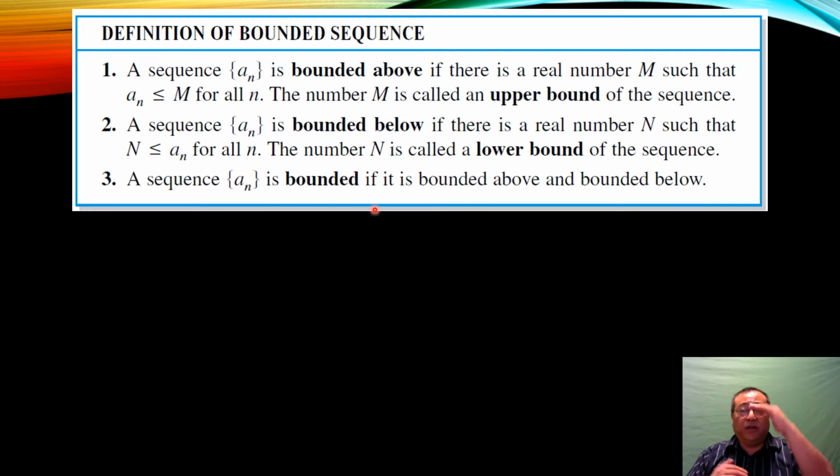Now, number 3 says if you bound it above and below, right? So when we use the word just bounded, it's bounded above and below. If we only want bounded above, we say above. Bounded below, we say below. But if we want to say both at the same time, we don't use any word. We just say it's bounded.